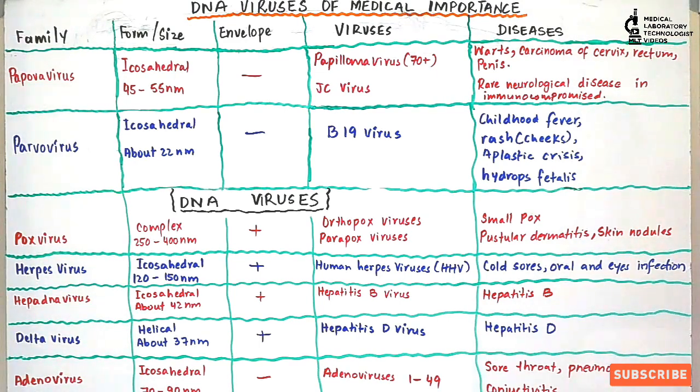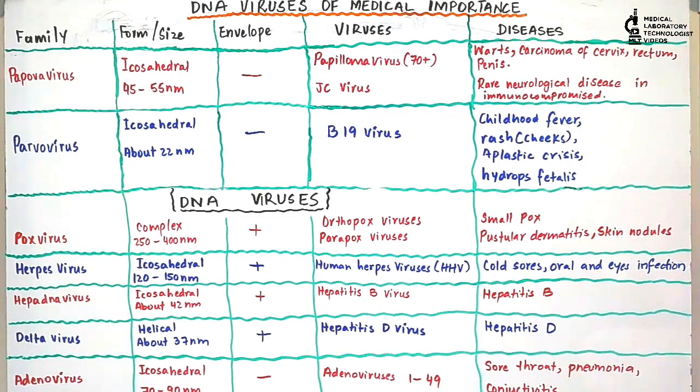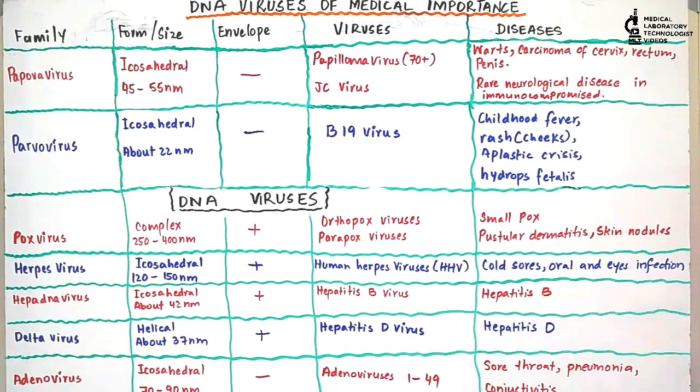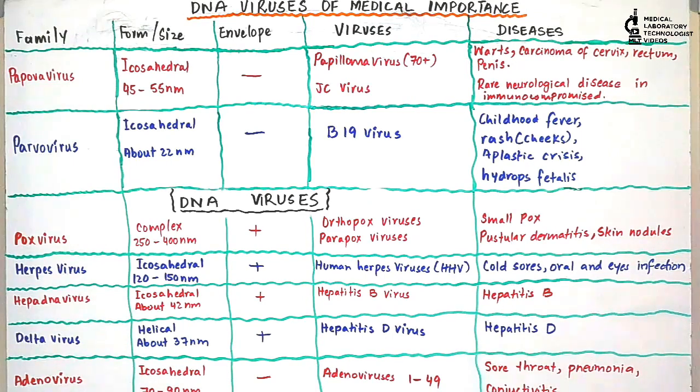Papillomavirus causes warts and carcinoma of the cervix, rectum, and penis, and JC virus causes a rare neurological disease in immunocompromised patients. The last DNA virus family is parvovirus. Parvovirus is icosahedral in shape, and the envelope is not present. The virus in this family is B19 virus, which causes childhood fever, a rash on the cheeks, aplastic crisis, and hydrops fetalis.